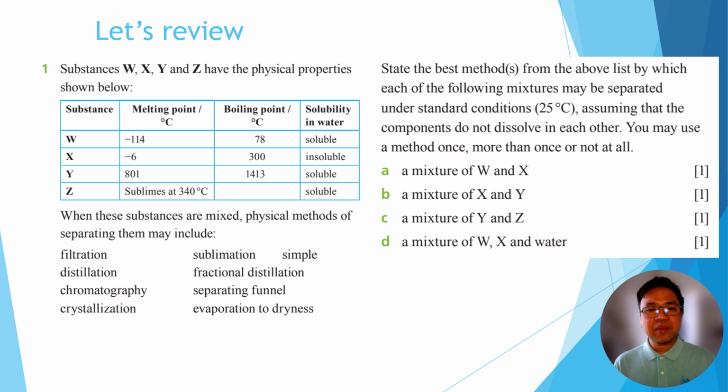Each physical separation method leverages the unique physical properties of the substances, such as solubility, boiling point, and sublimation point. In a real world scenario, a combination of these methods would likely be used to achieve complete separation of the mixture into its individual components.